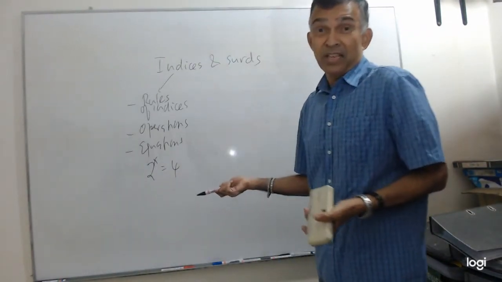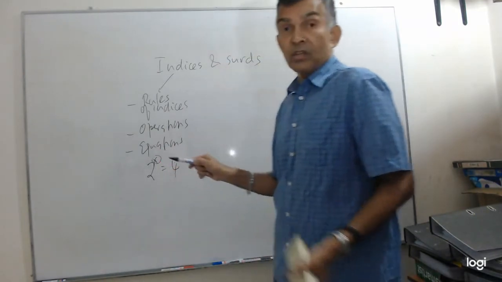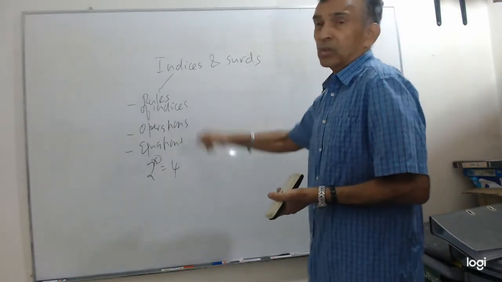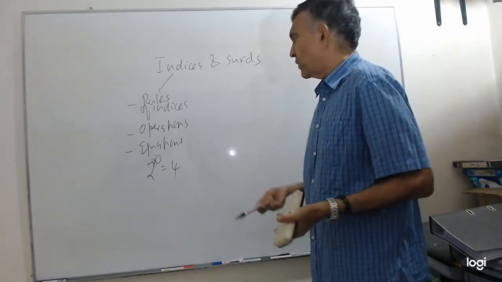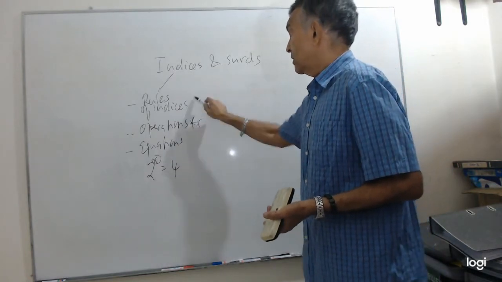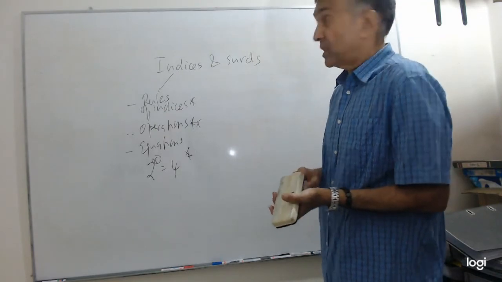It will never come on the exam. 2 raised to the power. This is a variable. This is the index. So we'll be dealing with equations like this. So these are the main things. Rules of indices. Some operations involving indices. These are all important. Easy marks to obtain on an exam. So you don't want to miss that.